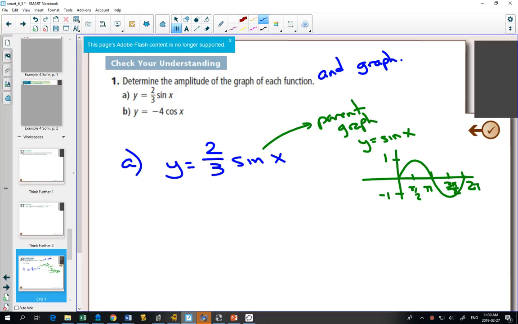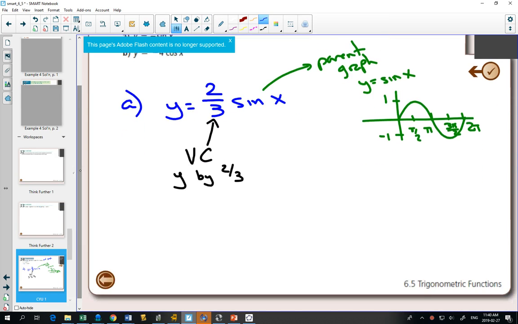What does this do in transformations unit? Would that affect your y values or your x values? Would it be horizontal or would it be vertical? Is it inside the function or is it outside the function? It's outside the function. Since it's outside the function, it's going to be a vertical. In this case, because it's less than 1, a vertical compression. You would multiply your y values by 2/3. What does that do to our graph?